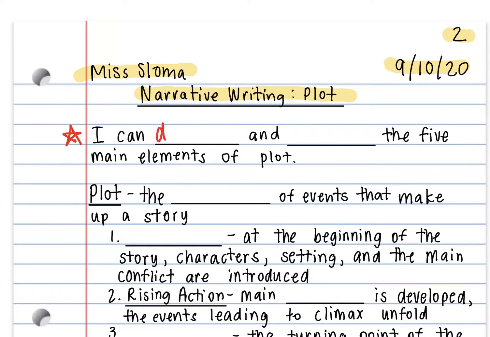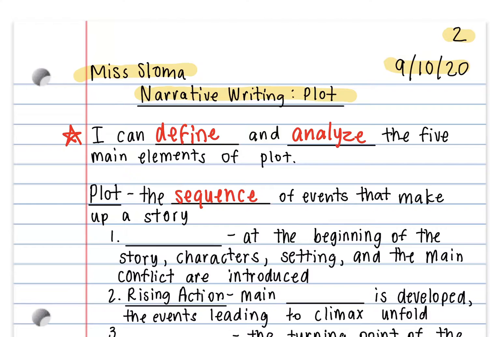I can define and analyze the 5 main elements of plot. Alright, before we can talk about the elements of plot, let's give a definition to the word plot itself. So plot is the sequence of events that make up a story. And there are 5 different parts of the plot that we're going to learn about today.